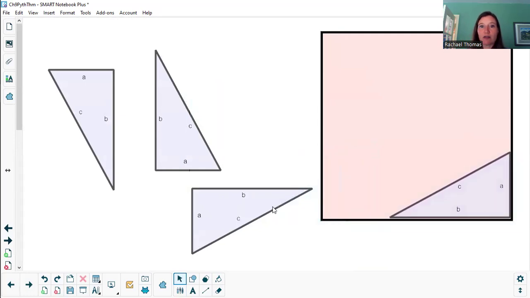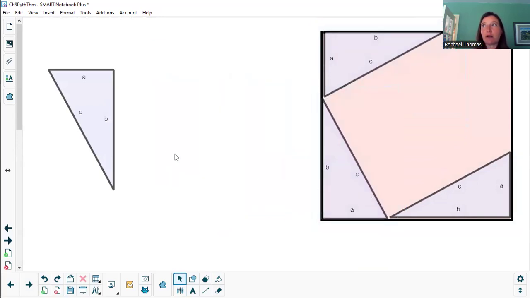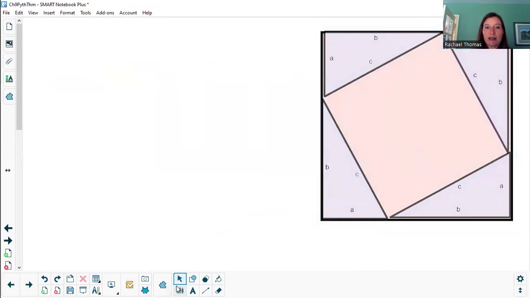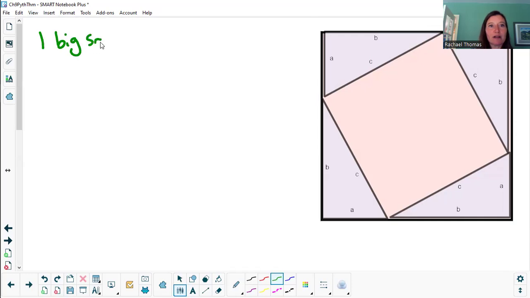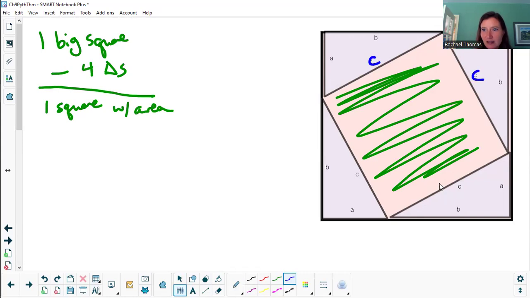I could put one triangle there. I'm going to put another one up here in this corner, another one down here in this corner, and even another one over here in this corner. And do you notice what I get in the middle here? If I have one big square and I take out four triangles, that middle shape is a square. One square, and in fact, I could say its area, C, C, C, C.